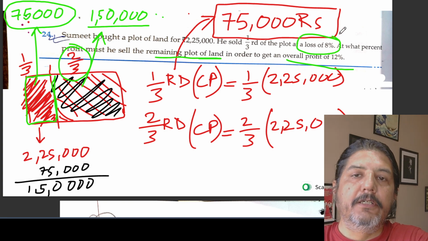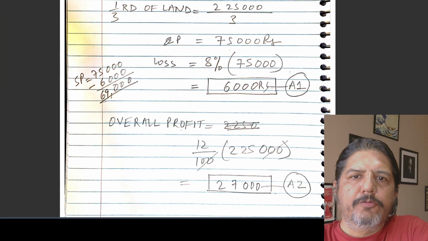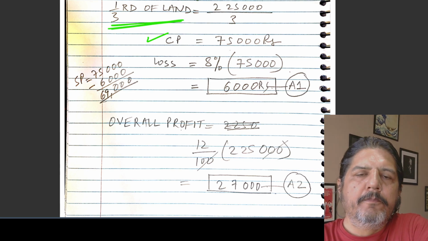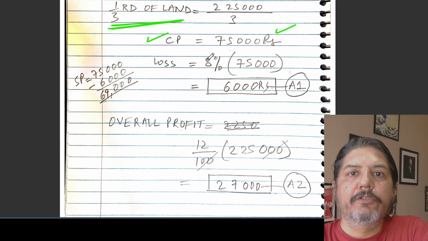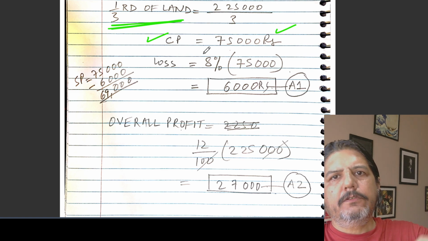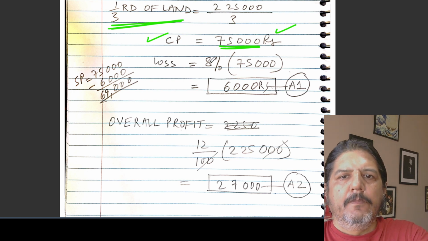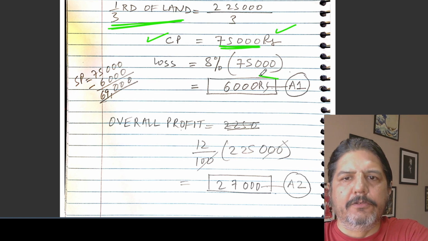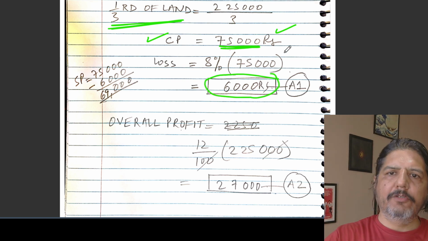So what does this mean? What this means is that the cost price of one third of the land, we are talking about the one third of the land which he has sold, is 75,000 rupees. The loss is 8% on this cost price of the one third of the land. So the loss would be 6,000 rupees. So in the first transaction that he has made, he has already made a loss of 6,000 rupees.